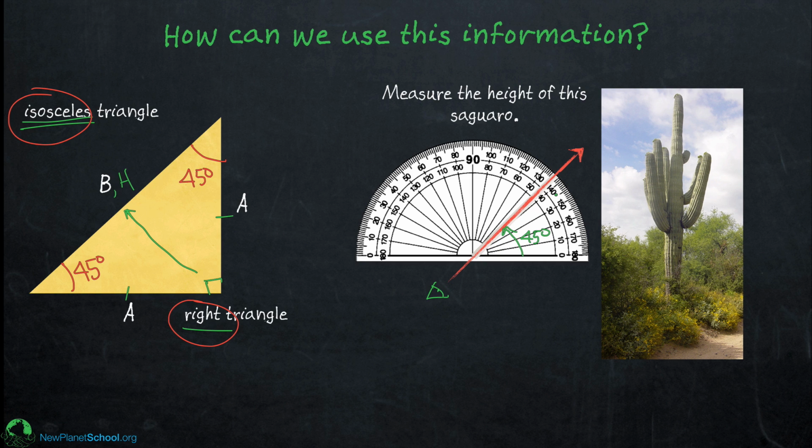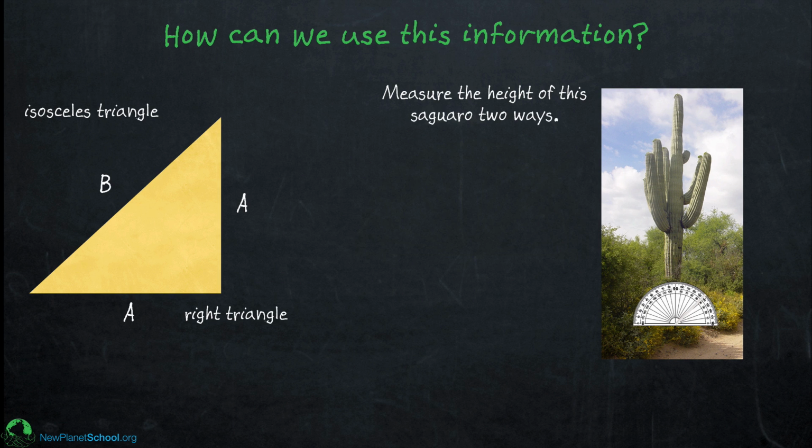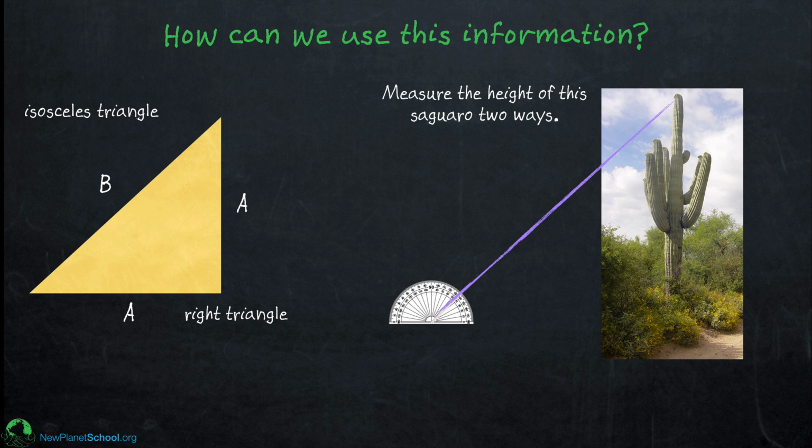Okay, now what we're going to do is put it down here on the ground, and look through the straw as we walk and walk and walk until we get far enough away that when we look through the straw, it exactly goes through the top. And so down here we have our eye looking through here, and it goes right to the top.